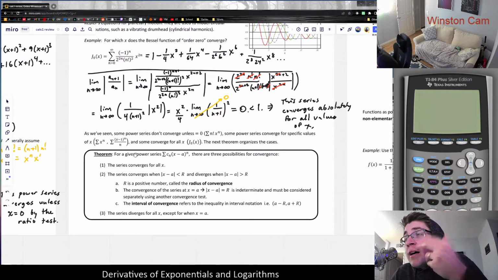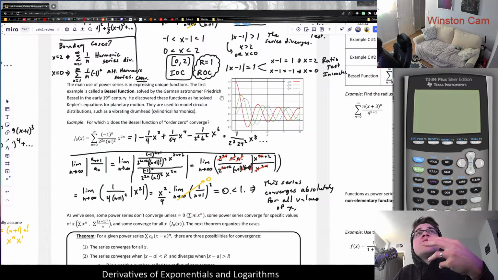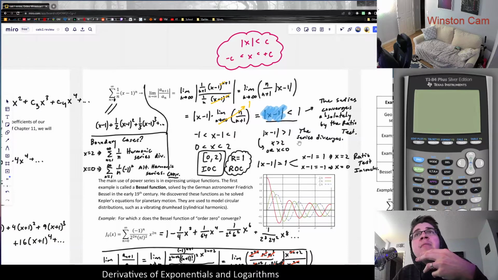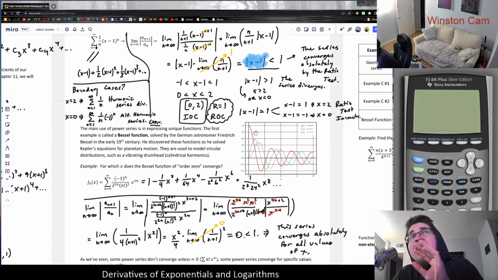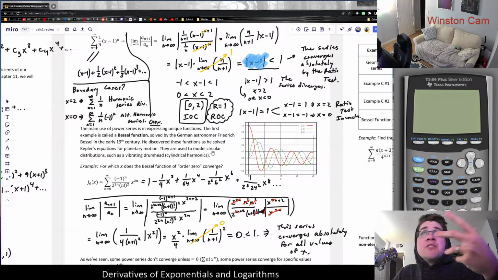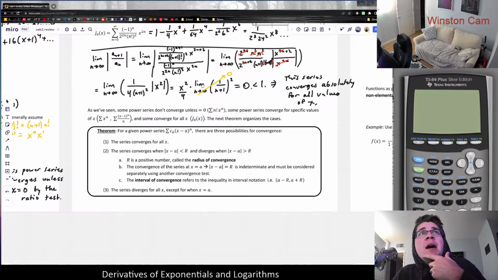Which is good. It means you can do whatever you want with it. The second case is the series converges only when x minus the center of the series is less than R, the radius of convergence, and diverges otherwise, much like we saw in this second example. It converged between 0 and 2, and it diverged to the right of 2 and to the left of 0. R is what we call the radius of convergence, as we've talked about.